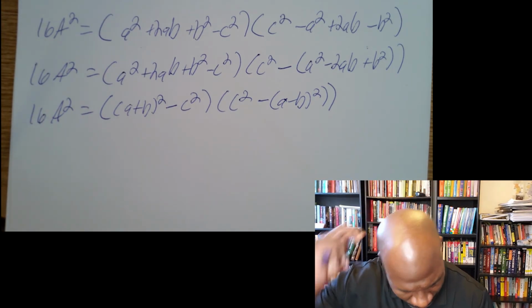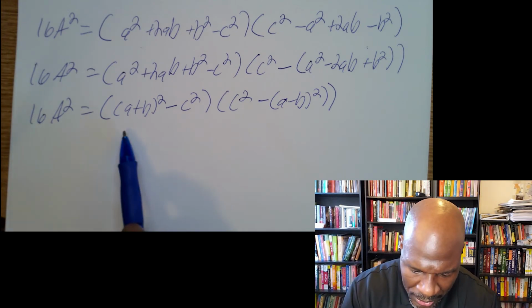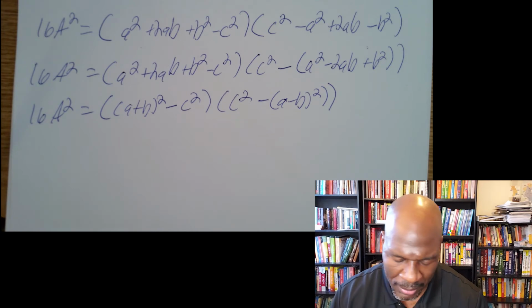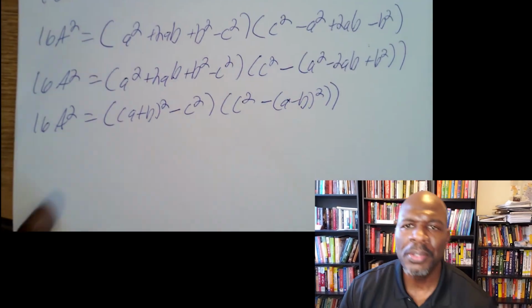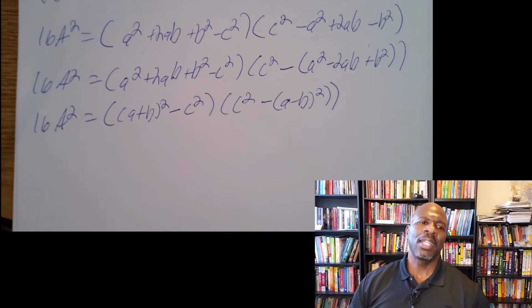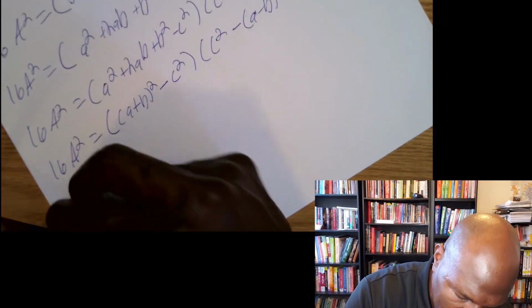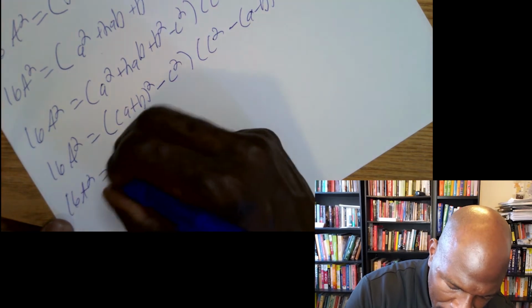Now, we got a difference of squares again. Let's go ahead and apply the difference of squares again, see where it leads us. When you see the difference of squares, you gotta exploit the difference of squares. Come on now. So let's see, we'll have 16a squared.